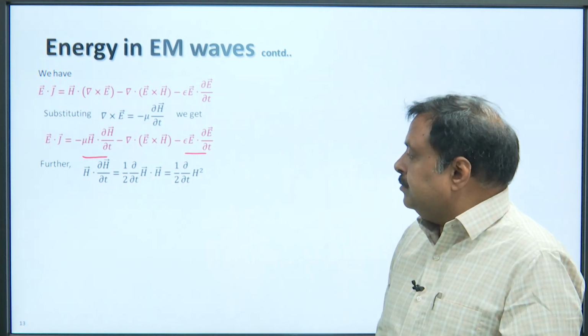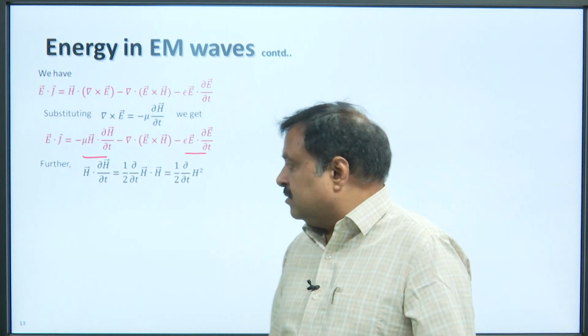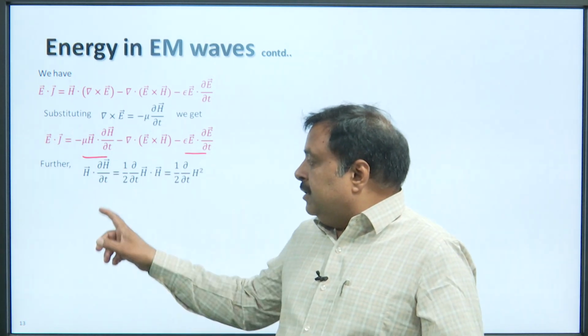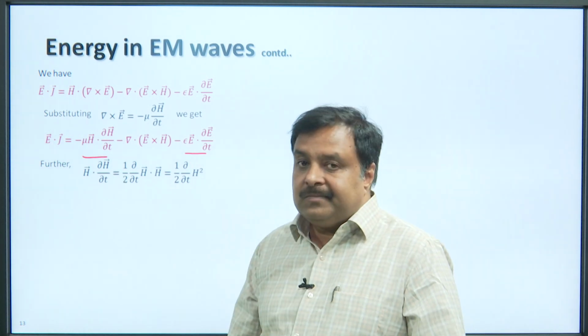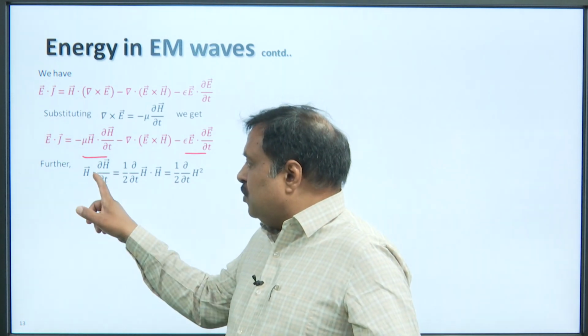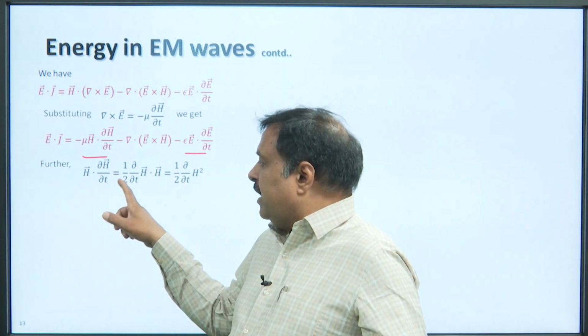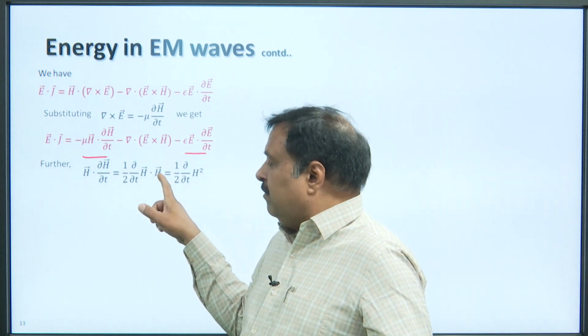So, we will simplify these two terms. Let us see how. H dot delta H by delta t. This H dot delta H by delta t, we can write as 1 by 2 delta by delta t of H dot H.